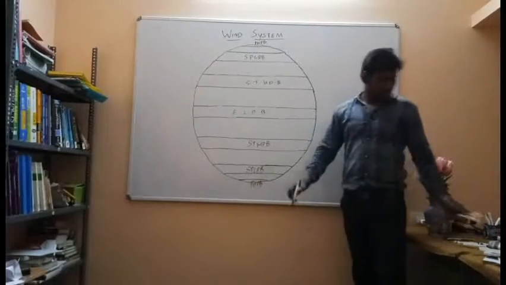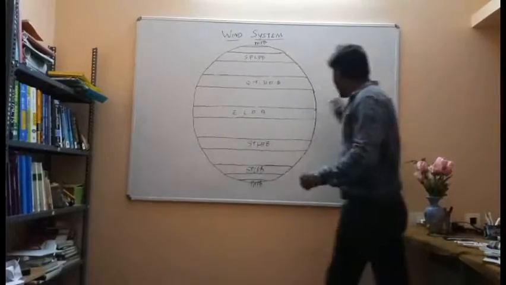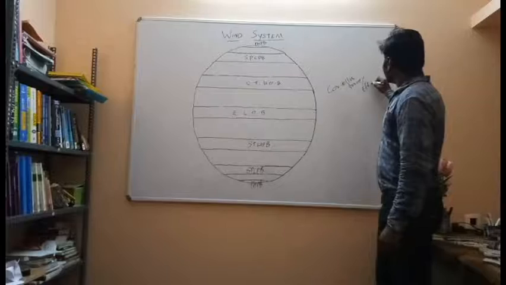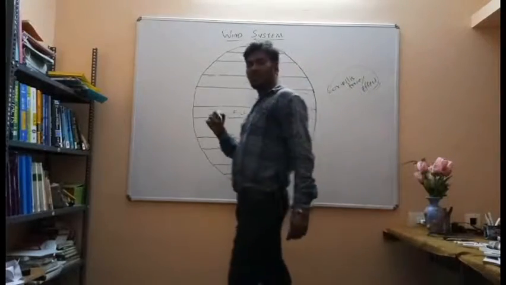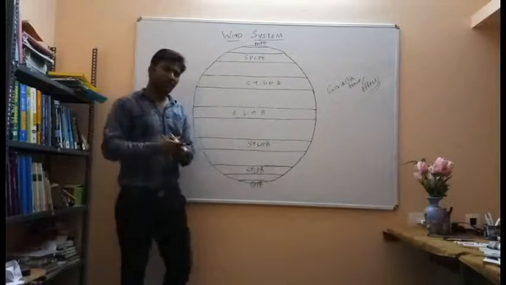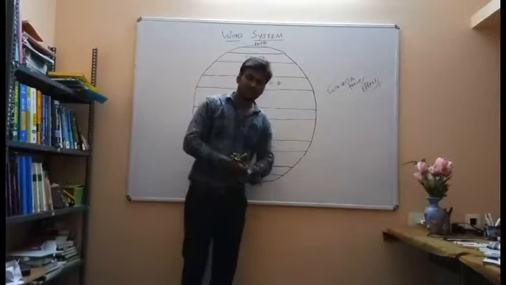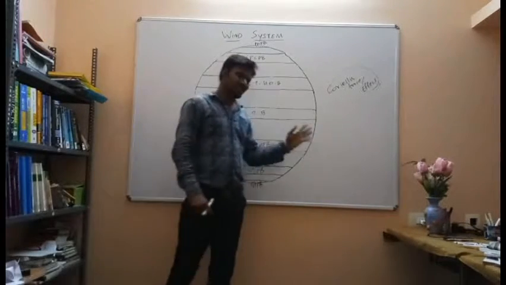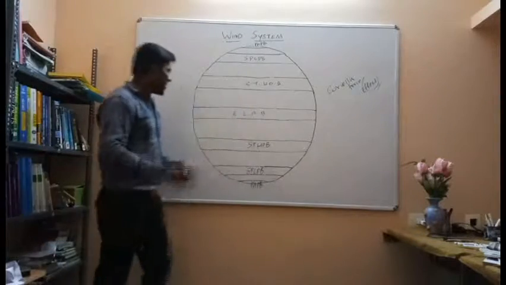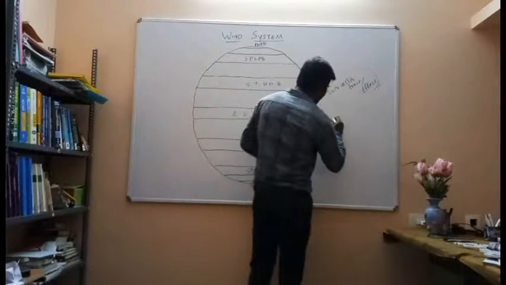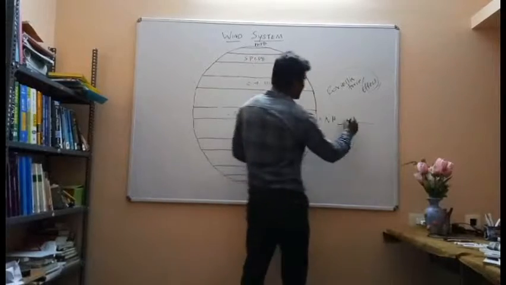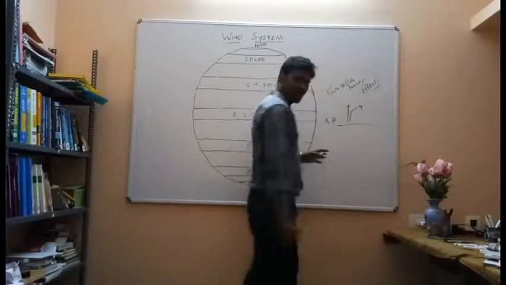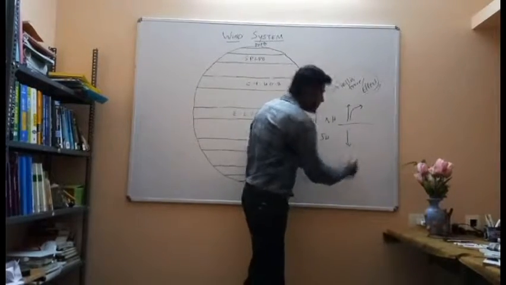Before going to the wind system, you have to know what the Coriolis effect is. Coriolis force, or Coriolis effect. What is Coriolis force? It is the deflection of wind due to the rotation of the earth. Due to the rotation of the earth, the wind blowing over a particular region is deflected towards the right or left. For instance, in the northern hemisphere, the wind will deflect towards the right. For example, if wind is blowing from the equator to the polar region in the northern hemisphere, it will be deflected towards the right. And in the southern hemisphere, the wind will be deflected towards its left.